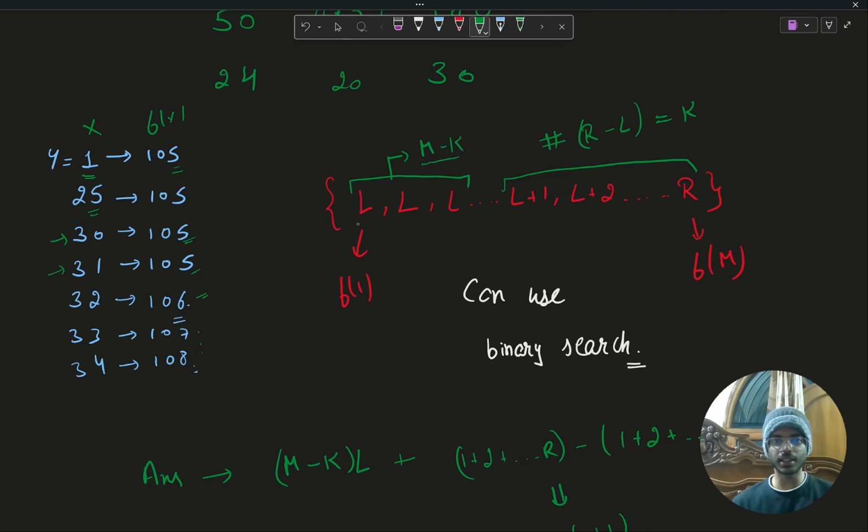So we can say that initially it would be L, L, L up till some indices, and then it would become L plus 1, L plus 2, dot, dot, dot, R, right? And this initial value is nothing but f of 1, and this final value would be nothing but the maximum possible value, which is f of n. Now, can we calculate this summation using binary search? We can, right? We can just figure out how many L's are there, and once we have figured that out, then it's pretty easy to calculate. And we can figure out how many L's are there using binary search because it is a monotonic function.